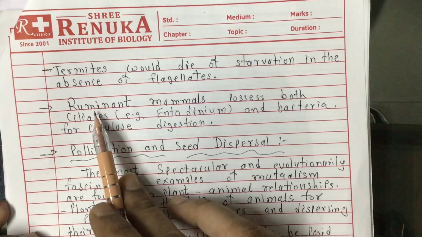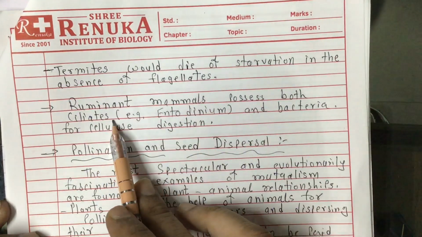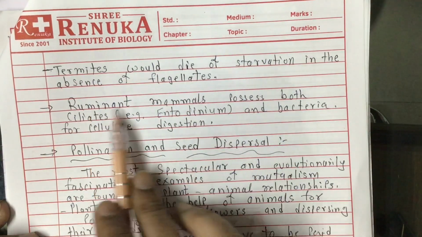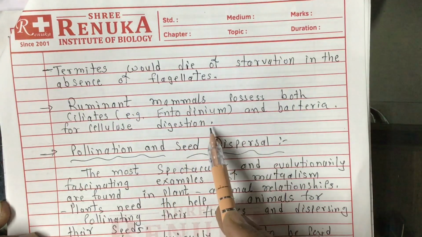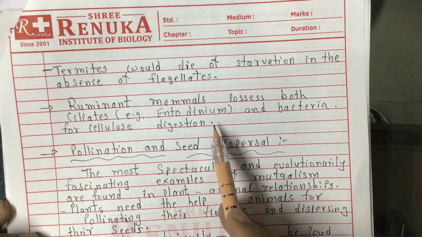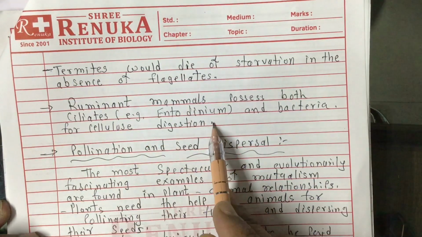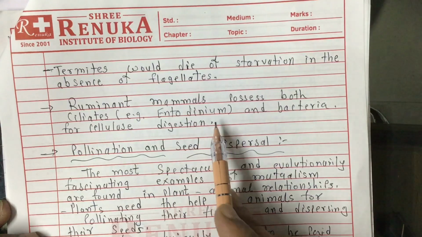Another example is the ruminant mammals, which possess both ciliates and bacteria for cellulose digestion. Ruminant mammals are those mammals which are mainly herbivorous and depend on plant leaves for their nutrition. And these ciliates present in their intestine help in the digestion of cellulose and other organic compounds, mainly carbohydrates.